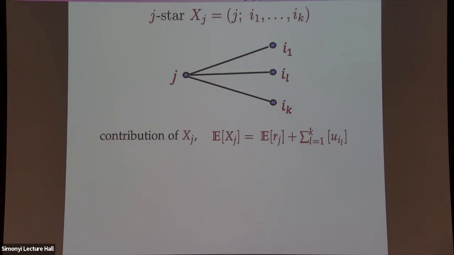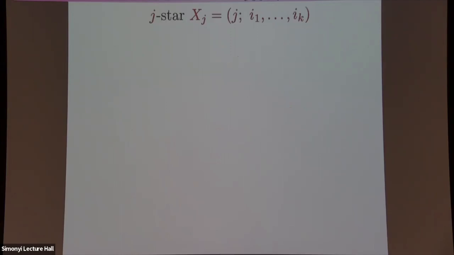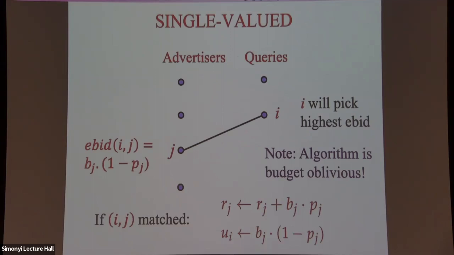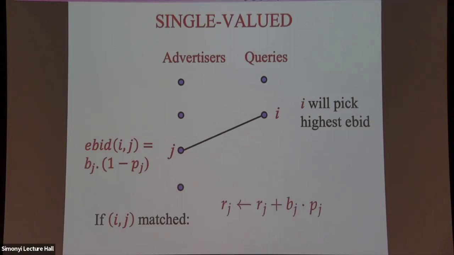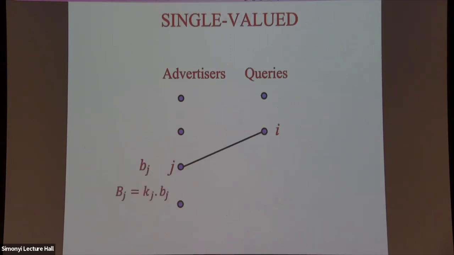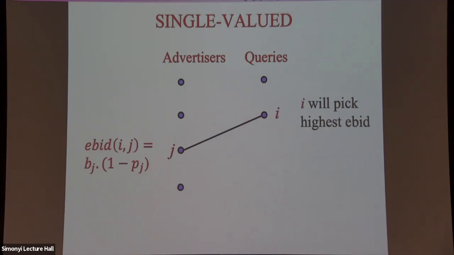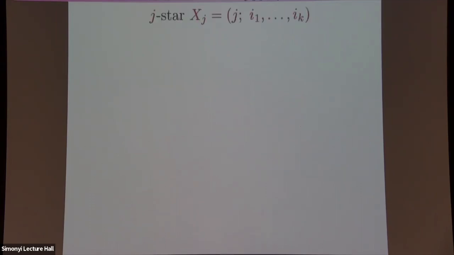Each advertiser has to be matched to KJ. So it's not a matching. What is produced at the end is a collection of stars. Exactly, opt is also a collection of stars. Remember, opt in the case of online bipartite matching was one perfect matching. In this case, it'll be a bunch of stars that exhaust all the queries, if you have a perfect matching.